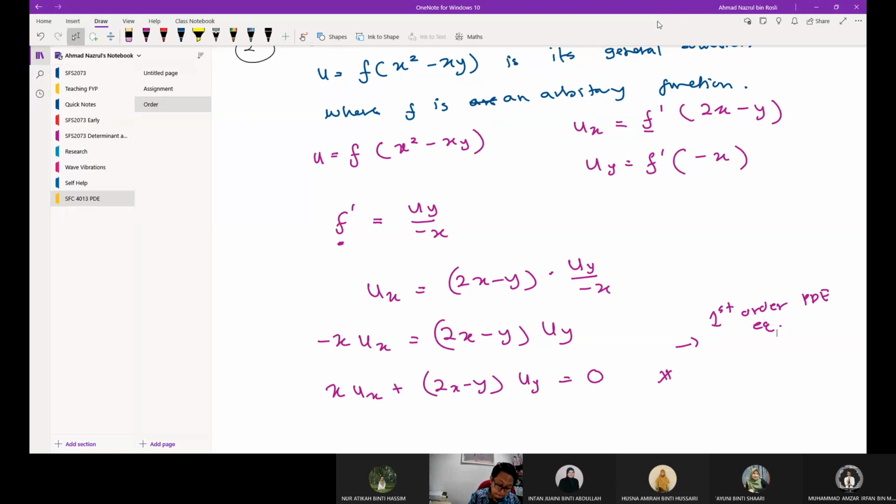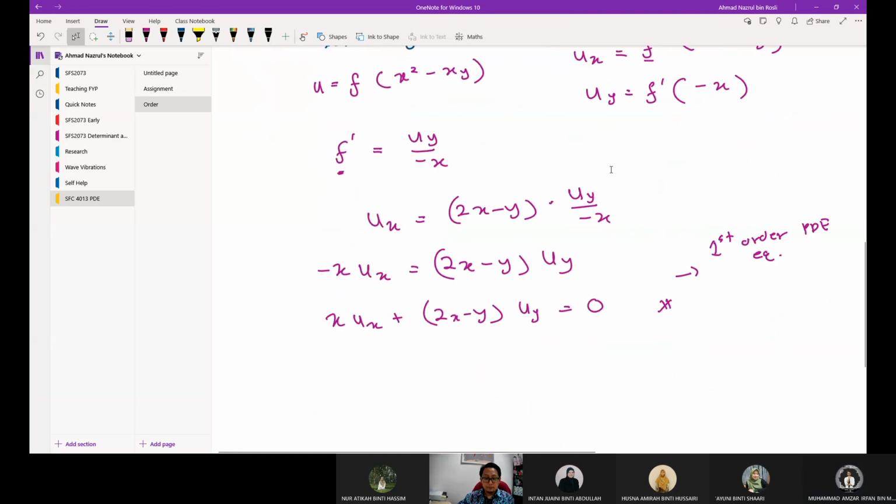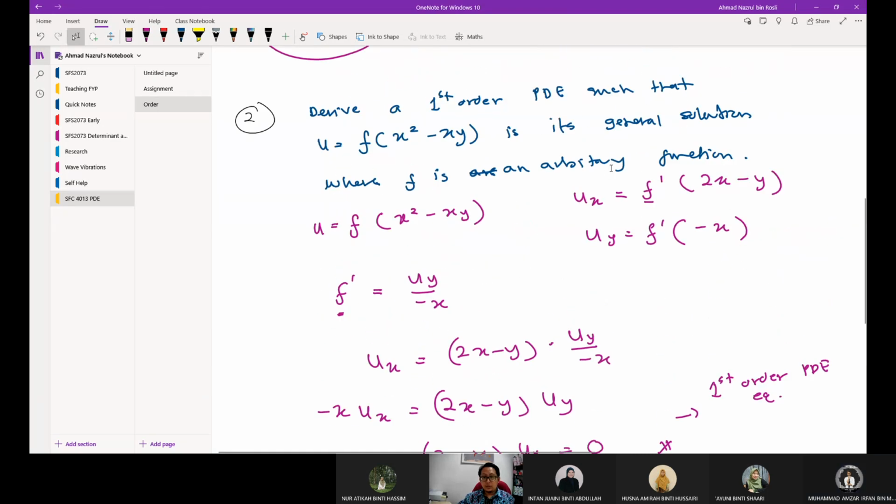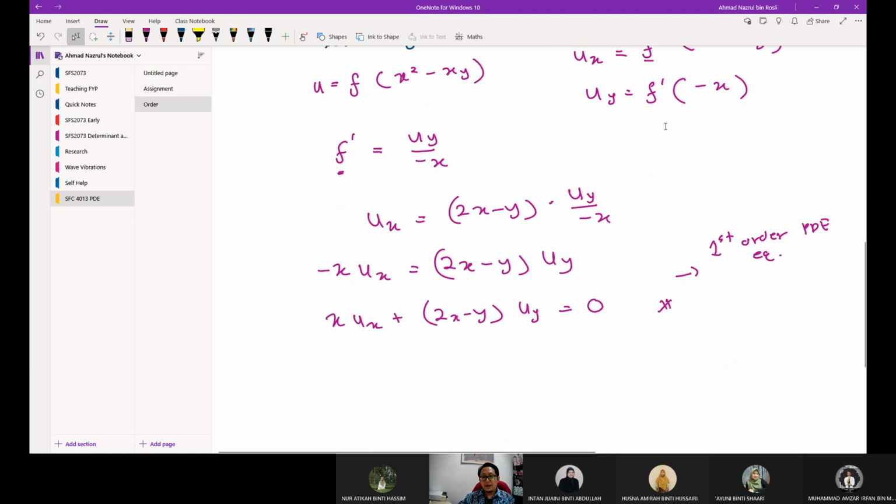Okay, dapat tak? Kiranya nanti lepas last kali dia akan equal to 0 lah kan? Betul, equal to 0. Alright. Sebab dia nak first order PD. Okay, ni kita tak masuk lagi dia punya arbitrary function kan, sebab F ni kita tak define kan.